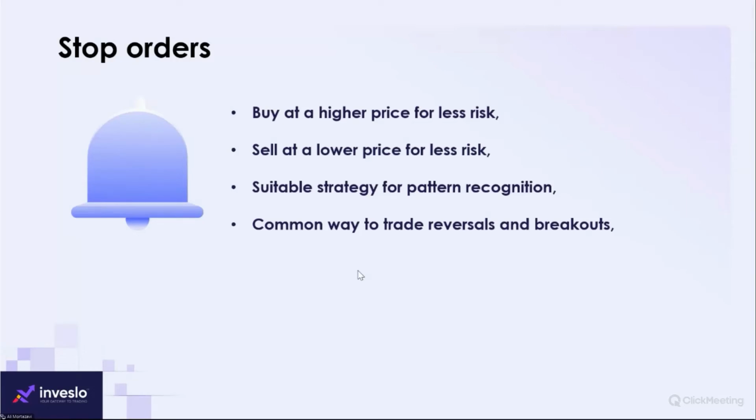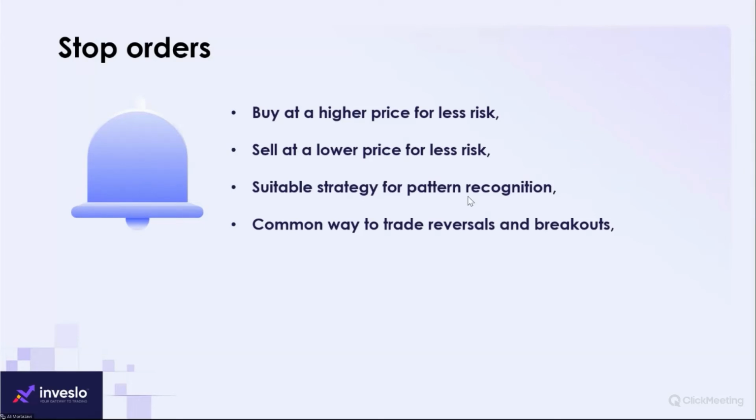Or you may come to this idea that if the market is going to establish a new downtrend, so in your sell scenario or bearish scenario, you can determine some significant support levels, and then you can put your sell stop order a bit below those significant supports, to open a sell position as soon as the market actually breaks below those support levels. So this is a very suitable trading strategy for pattern recognition, especially reversals and breakouts.